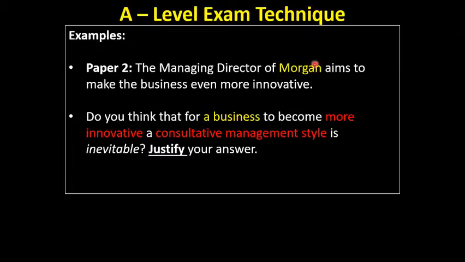Well, I've said the context is Morgan. In paper 2, remember, you get 3 case studies. So you've got some information about Morgan, which you can use to apply. But the actual question is about a business, not necessarily Morgan. So you will need to discuss a wider range of businesses than just Morgan in order to answer the question. The instruction is to justify your answer. Therefore, you know you need to show evaluation. And you need to link the concepts of being innovative with a consultative management style and build your answer around that. As I say, the context is a business, not just Morgan.